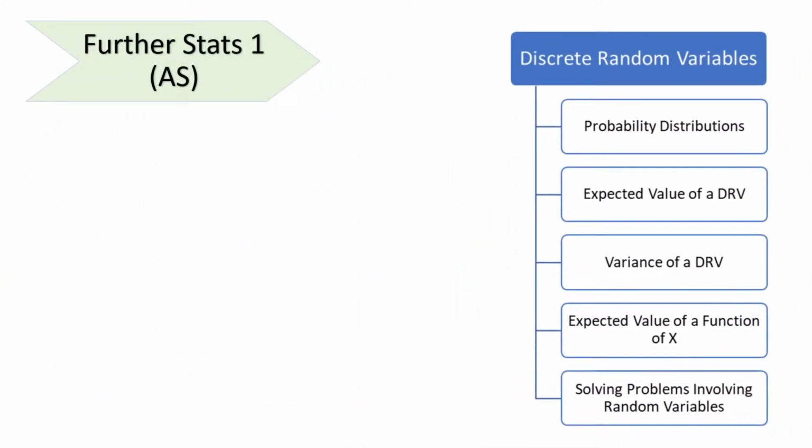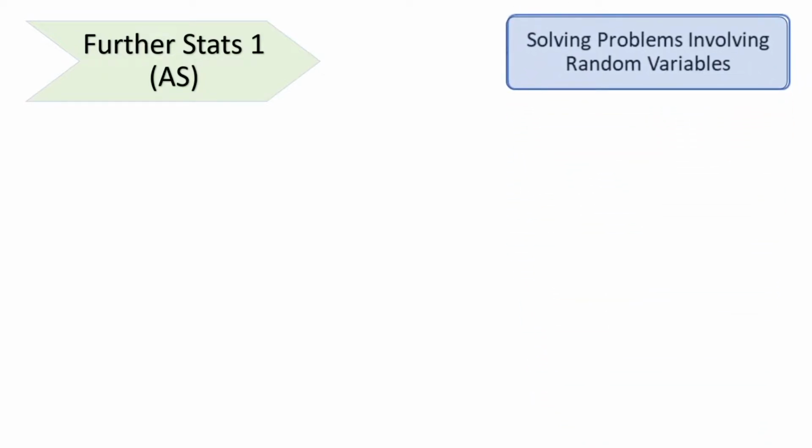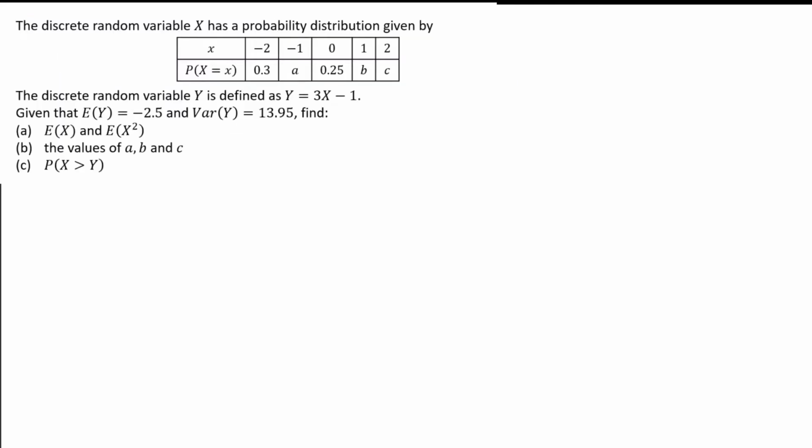Today we're going to continue with discrete random variables, and we're actually going to wrap up this topic by looking at how we can employ all the skills we've picked up so far through this chapter along with our GCSE problem solving skills together, some nice multi-step problems.